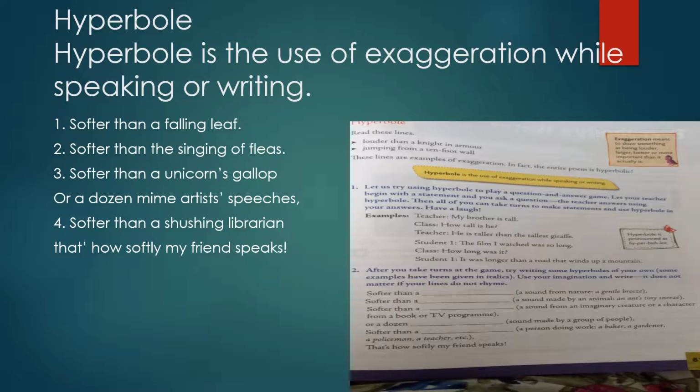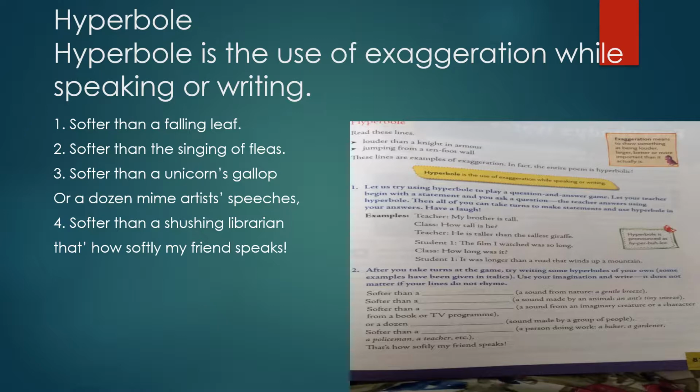So our first example is softer than a dash. Now in a bracket it is given a sound from nature, a gentle breeze. So what will be the answer? Softer than a falling leaf. Number 2, softer than a dash, a sound made by an animal, an ant's tiny sneeze. Softer than a singing of fleas.